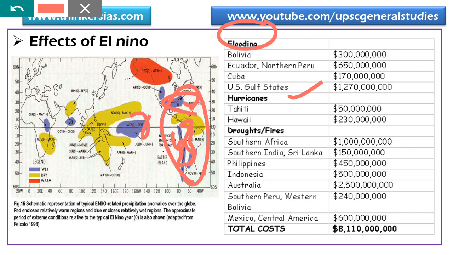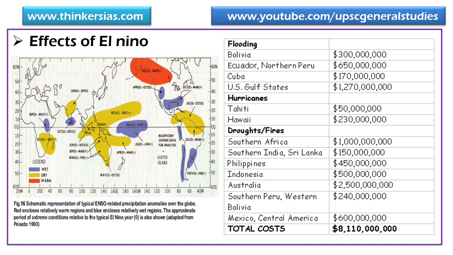We are facing severe drought during El Nino events. Drought and forest fires are observed in South Africa, the whole of India, Sri Lanka, Philippines, Indonesia, the whole of Australia, southern Peru, Bolivia, Mexico and Central America. These are the issues. You need not remember these numbers, as they are outdated. Only for explaining the effects I have kept this table.